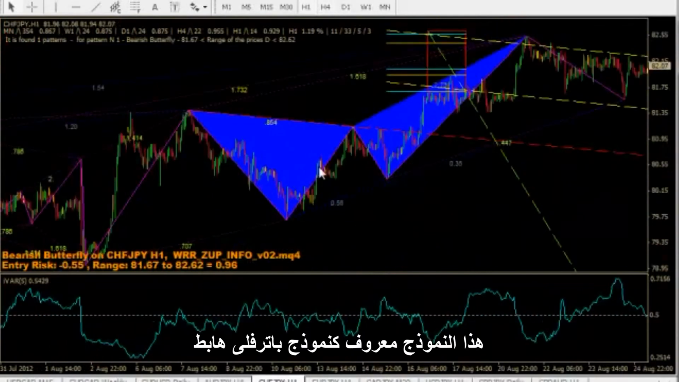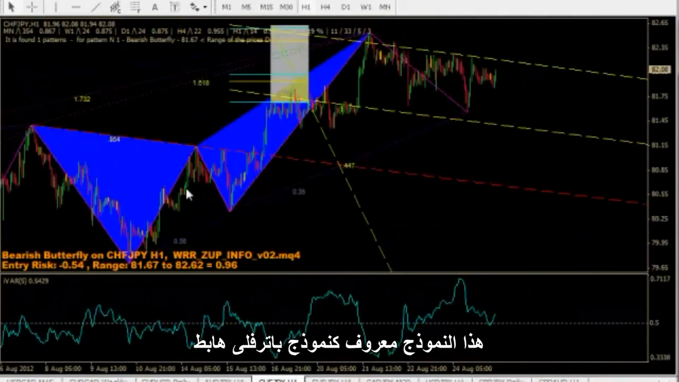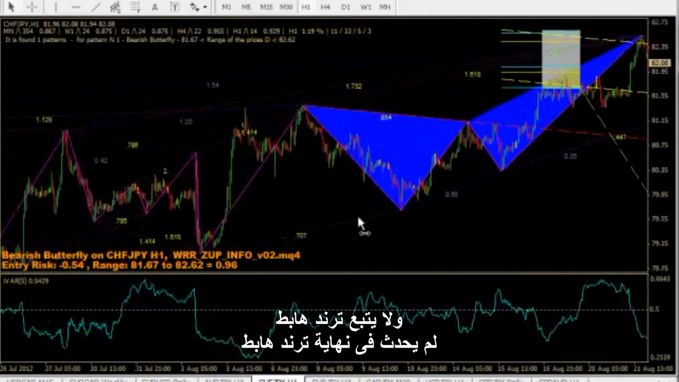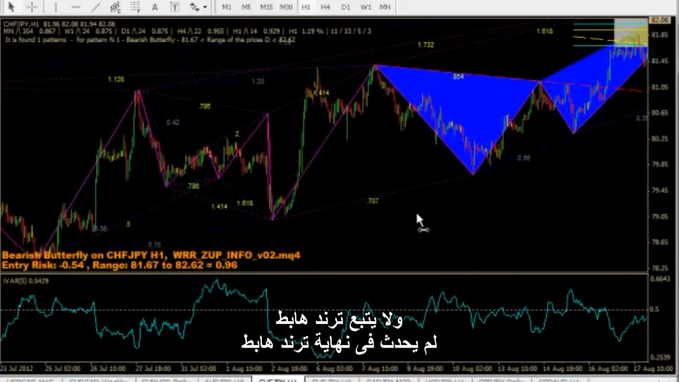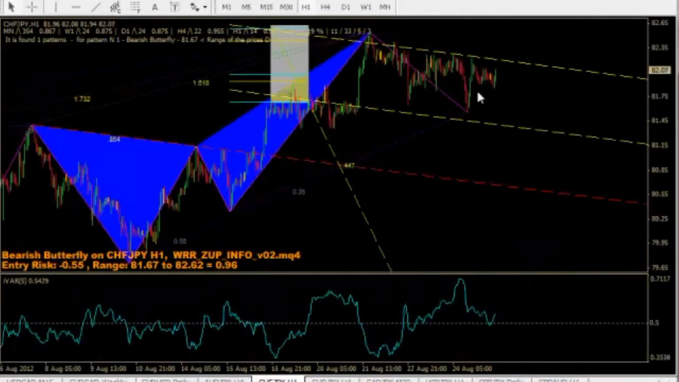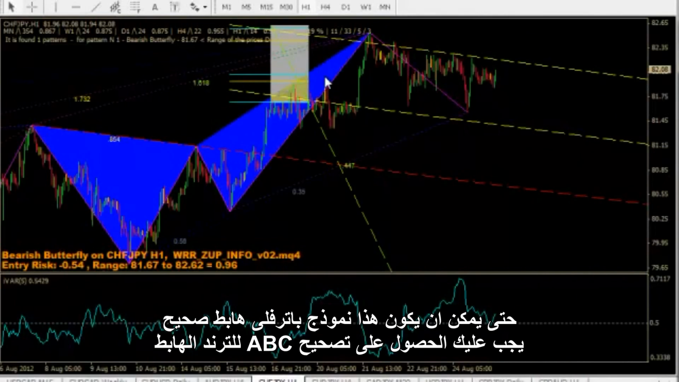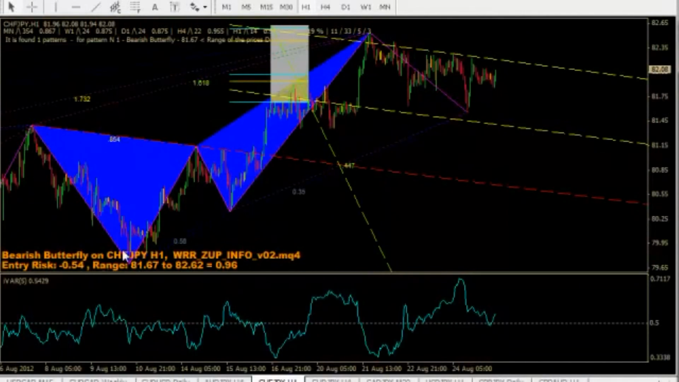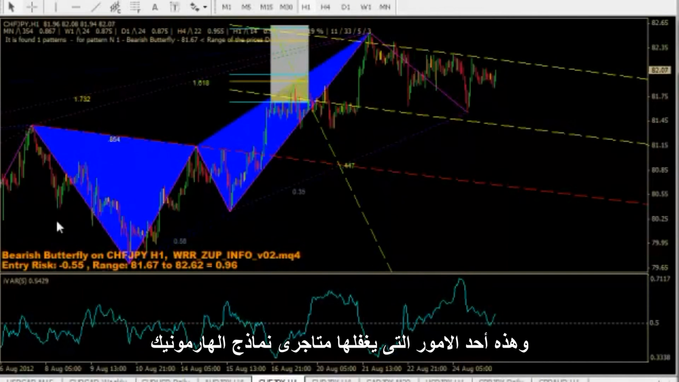This pattern was identified as a bearish butterfly pattern, and yet it's not following a downtrend. It doesn't occur at the end of a downtrend. And when it does actually turn right at that point, that's nice, but it's not going down in a downtrend. It's going sideways in a correction to an uptrend. So for this to really be a valid bearish butterfly, it would need to be measuring an ABC correction in a downtrend, and that is one of the missing keys that the harmonic traders throughout the world don't seem to get.